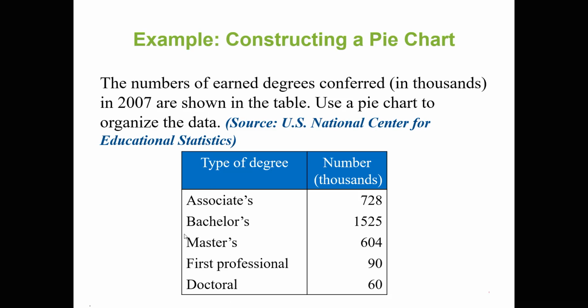So take a look at this. You have some categorical data, okay? You have different categories. It's of type nominal. You have a nominal data set. For example, you have associate, bachelor's, master's, first professional, doctoral, and these are the frequencies. You take a sample, and these are the frequencies for each of the different categories. So when you have this type of data set, you can use a pie chart.